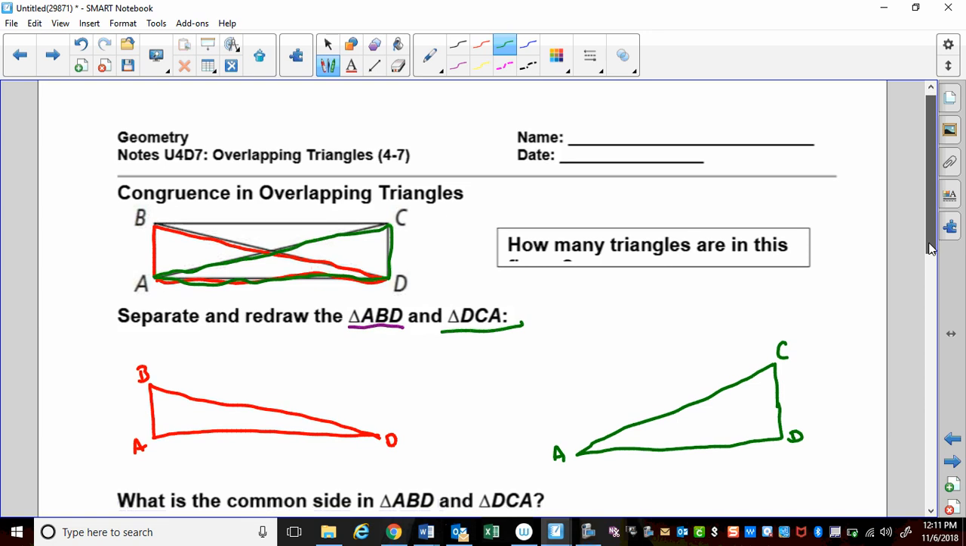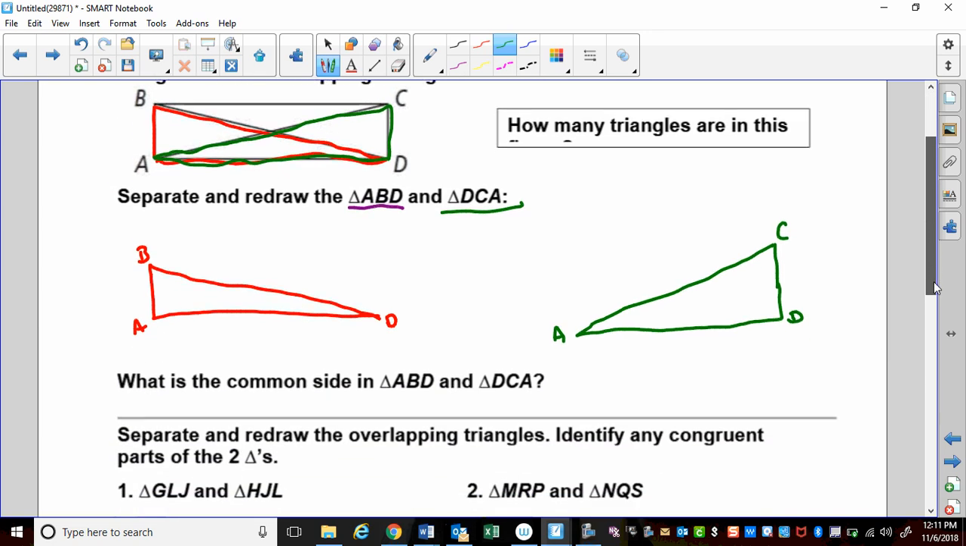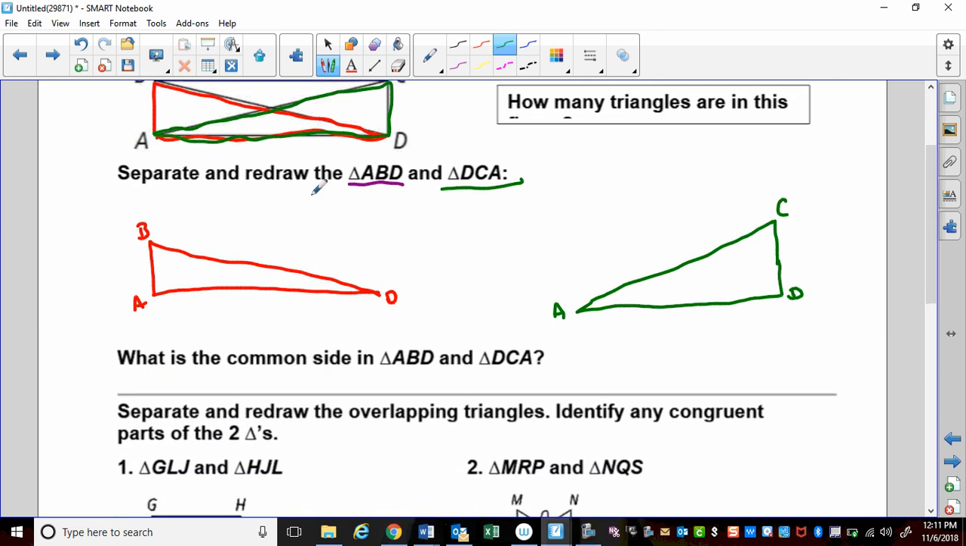It says, what is the common side? I didn't even have to redraw the triangles to see what the common side is. They both have A. And they both have D. So I know that AD and AD is going to be my common side.